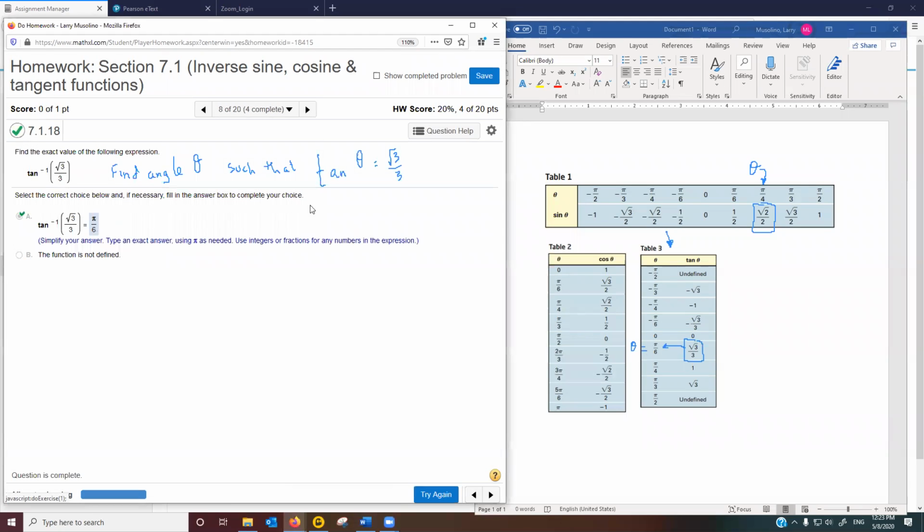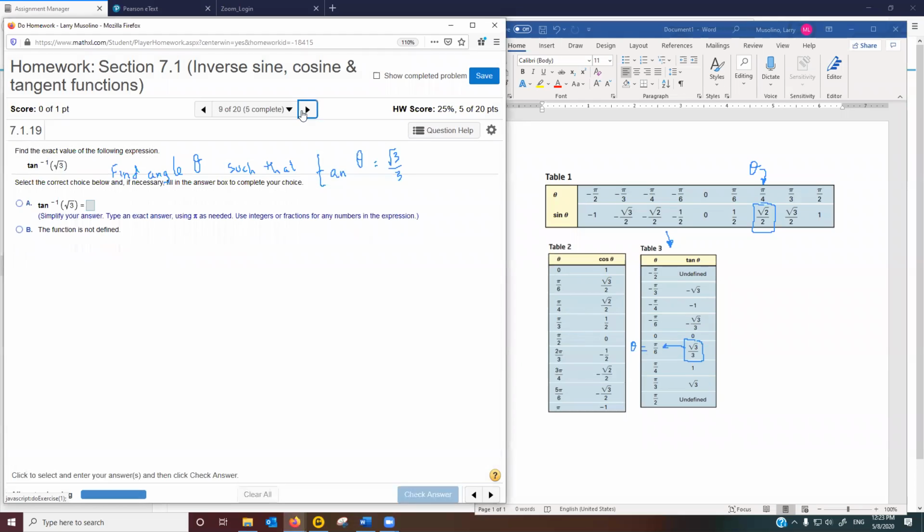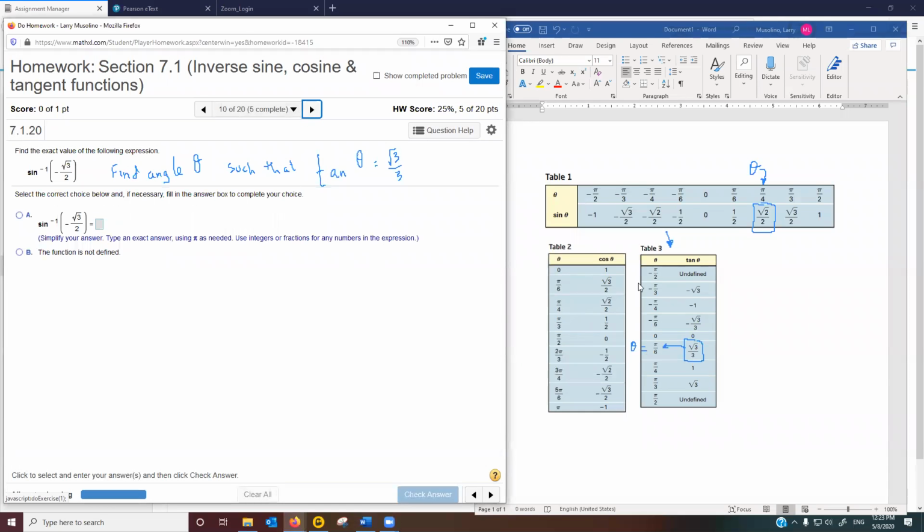All right, let's do maybe one more example. By the way, you can see how handy these tables are. So please keep these tables with you. These tables are given to you in section 7.1. All right, let me go to this example. It says inverse sine of negative square root of 3 over 2.